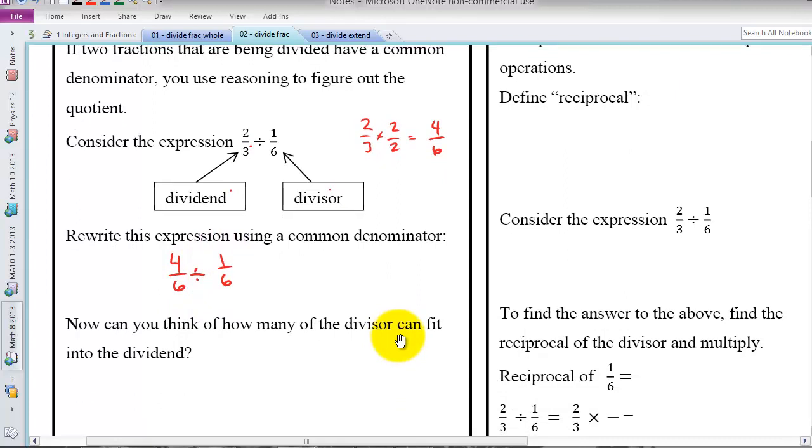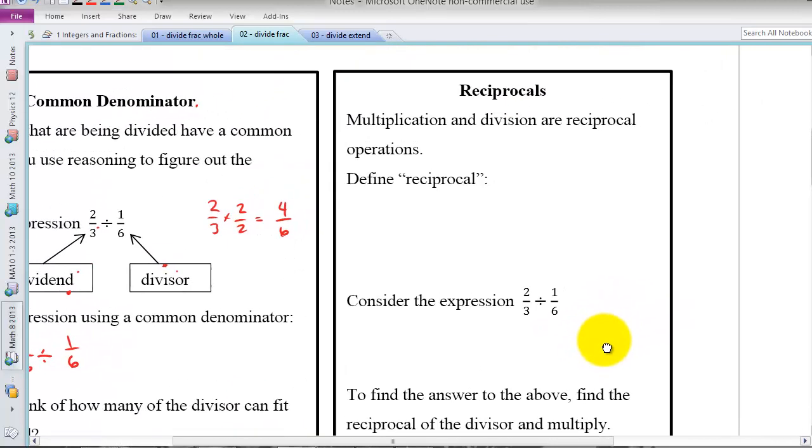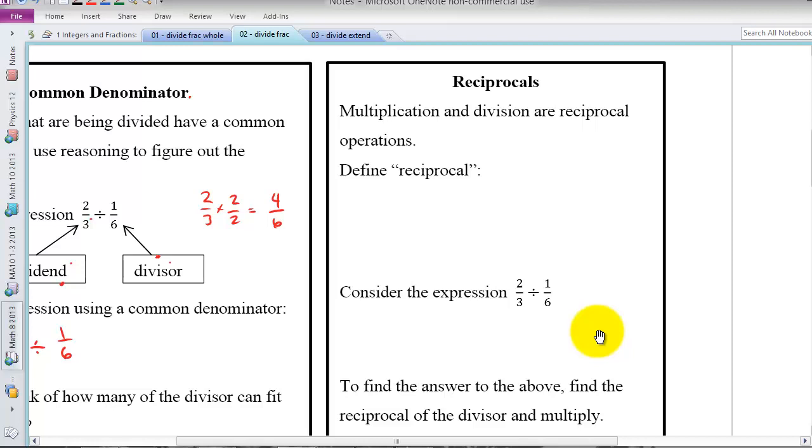Now that we've rewritten it with a common denominator, we can think of how many of the divisors fit into the dividend. In other words, how many 1/6 fit into 4/6? That would be 4. So that's the idea that 4 times 1/6 equals 4/6. That's one way to think of doing division using a common denominator. Here's the other way, and this is the most common way that we actually start dividing by fractions, and it's using the idea of a reciprocal.